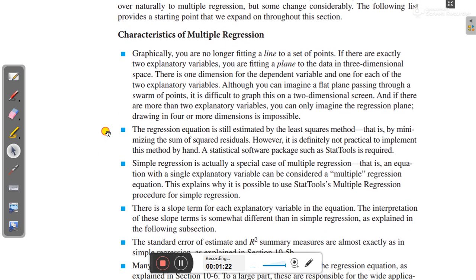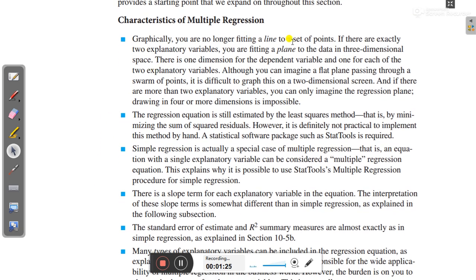A characteristic of multiple regression is that graphically you are no longer fitting a line to a set of points. If there are exactly two explanatory variables, you are fitting a plane to the data. So try to understand that if you input more than one explanatory variable, for exactly two explanatory variables you are fitting a plane, not a line. In the case of simple linear regression, you fit only a line. So in three dimensions we introduce a plane in the case of two explanatory variables. There is one dimension for the dependent variable and one for each of the two explanatory variables.